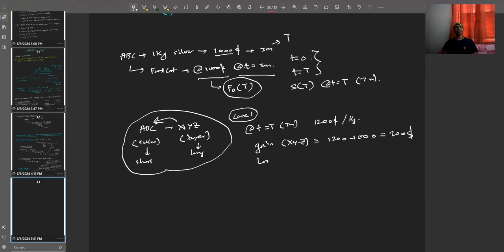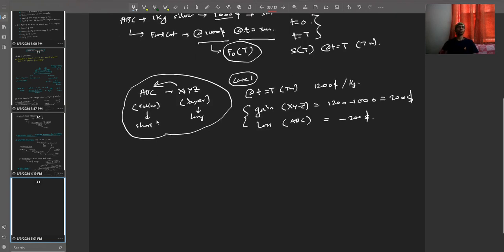And the loss to the seller, loss to ABC, is equal to minus $200. Because if he had sold in the market, he would have sold it at 1200. Now he has to sell it at 1000, because this is a forward commitment. He cannot back out. So he will take a loss of minus $200. So this is case 1, right?